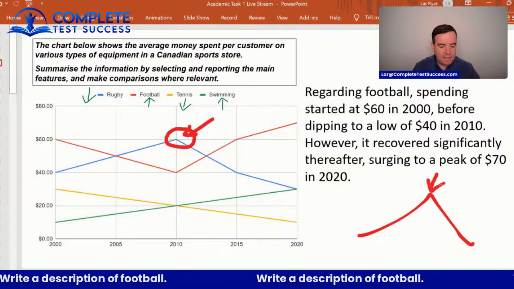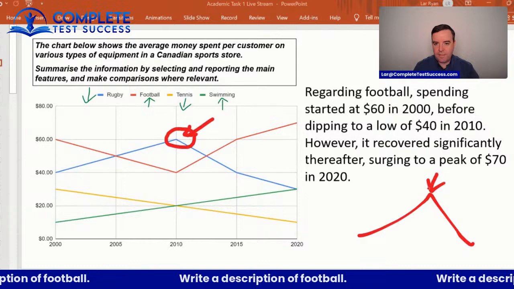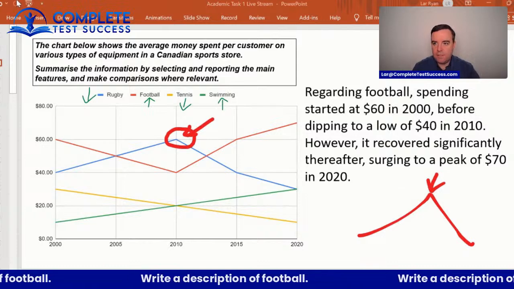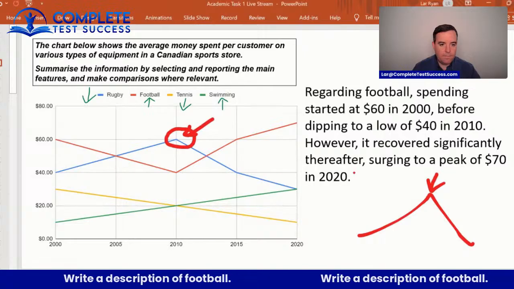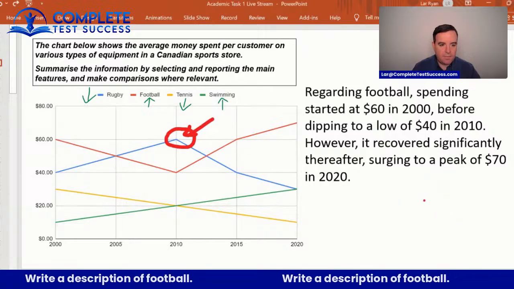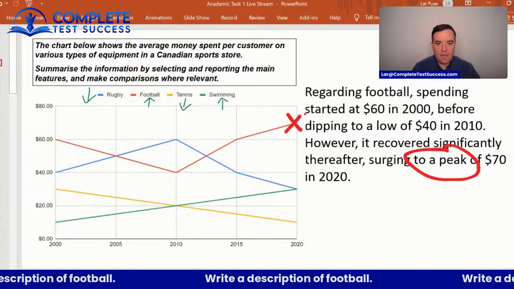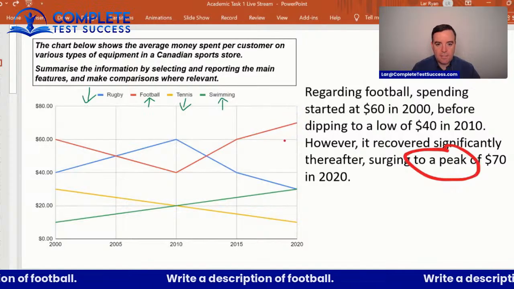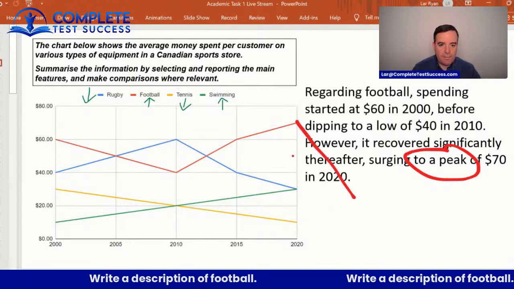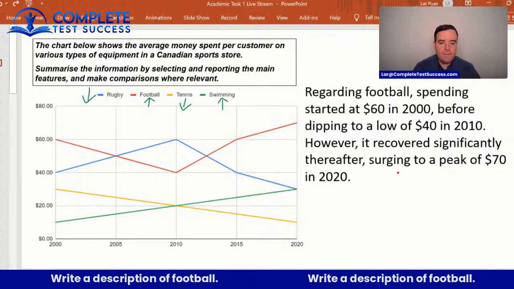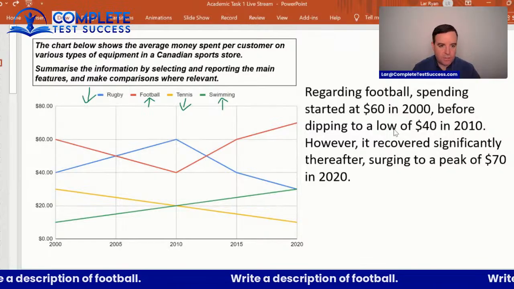So the peak is like that high bit there. It has to go up and come down again before we can call it a peak. What you're describing as a peak isn't a peak. So you're calling this a peak. It's the highest point, yes, but it's not a peak. It's only a peak when it comes back down again. But we don't know what happened next, so you can't call that a peak. So that vocabulary is wrong there. Let me just change that.